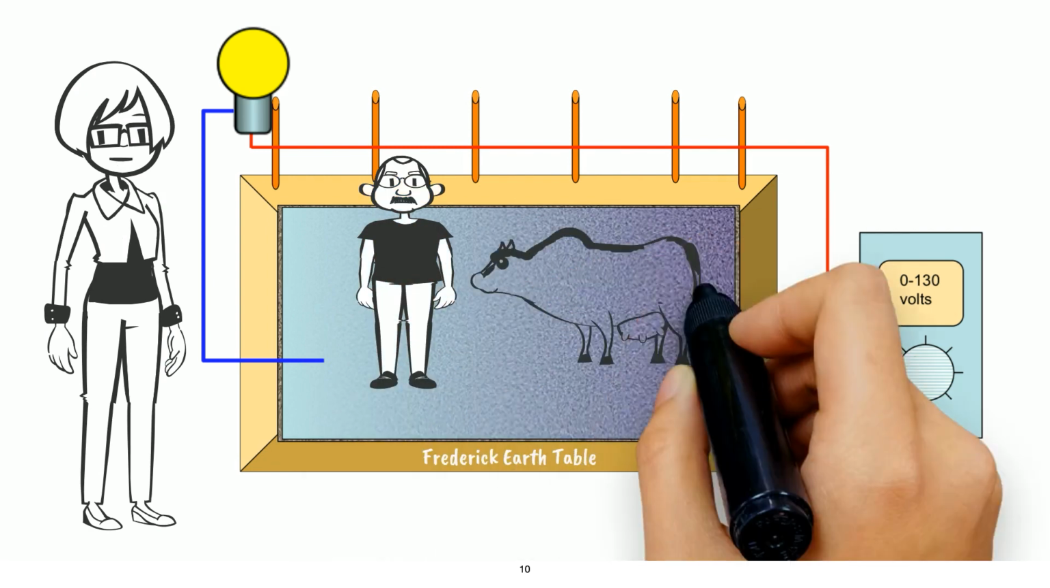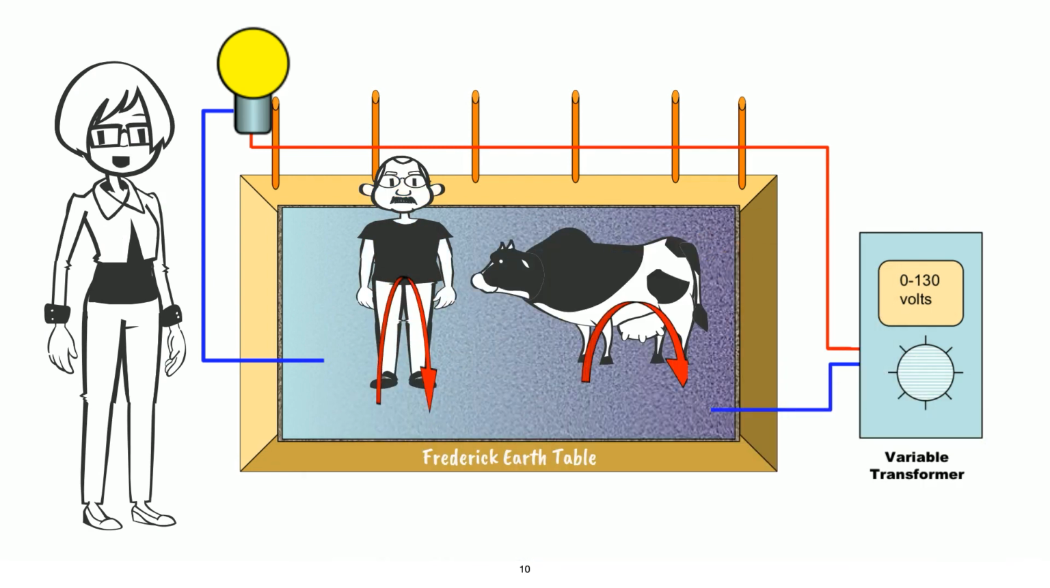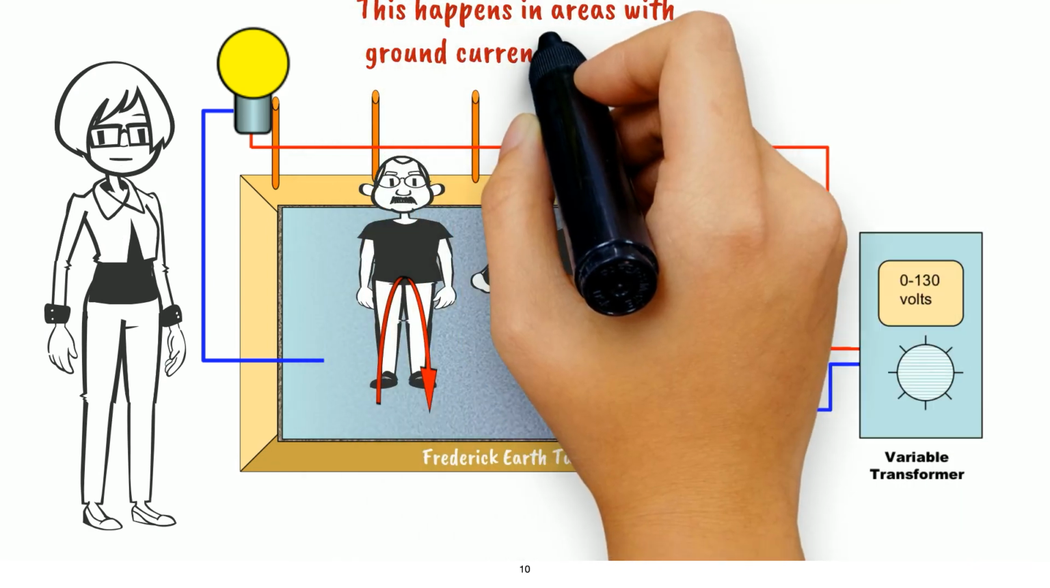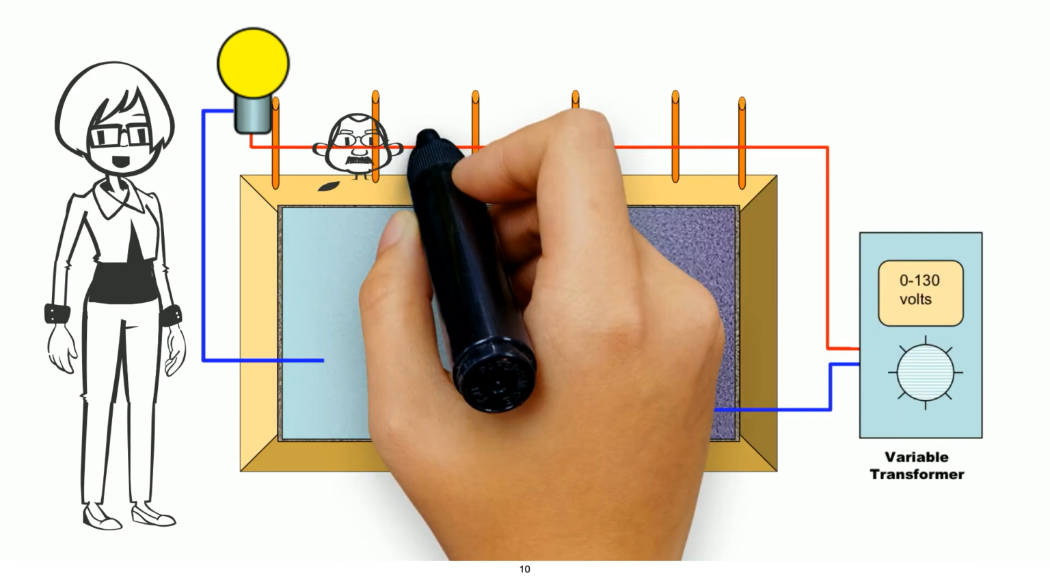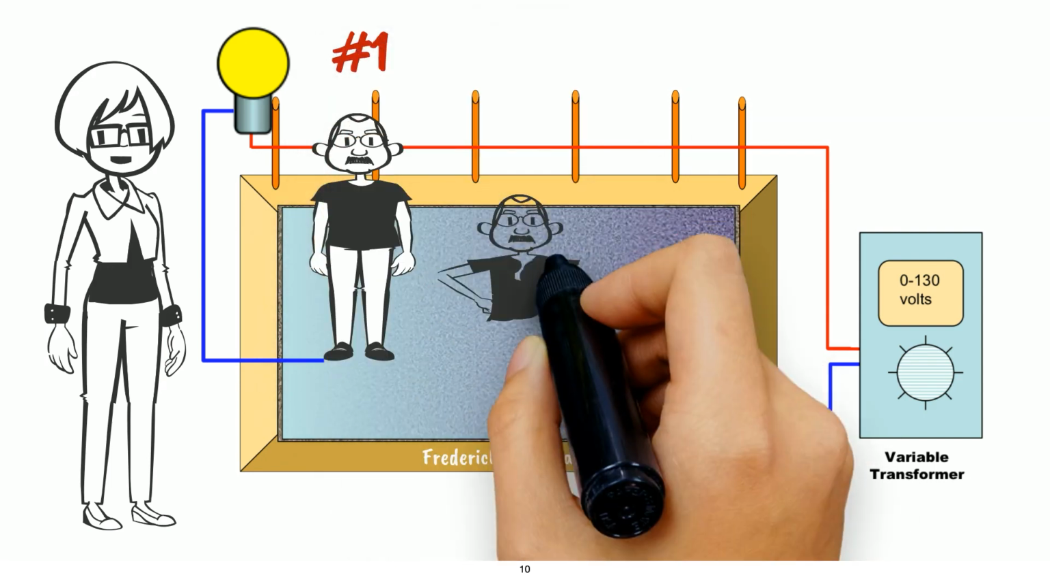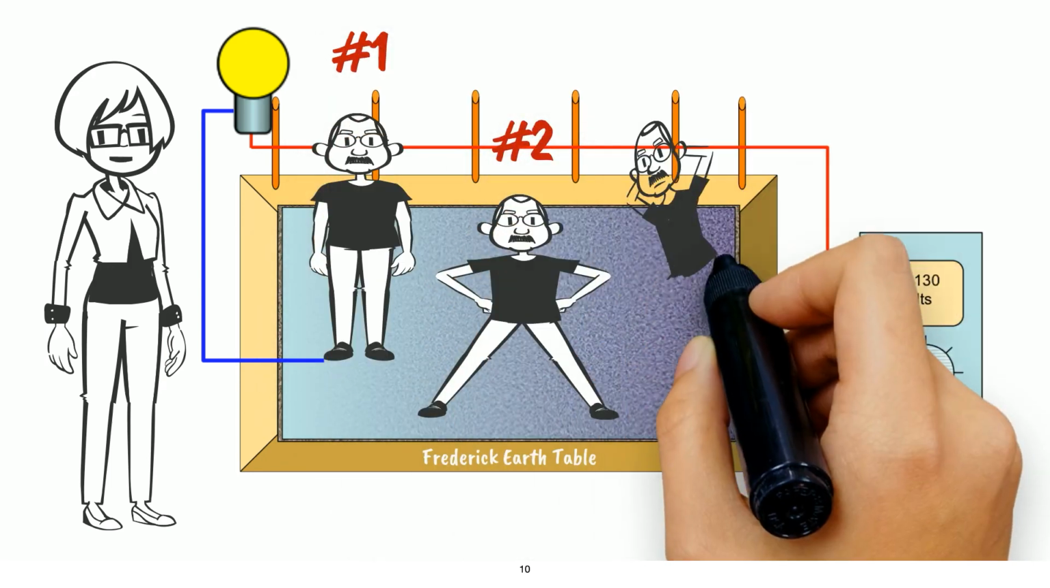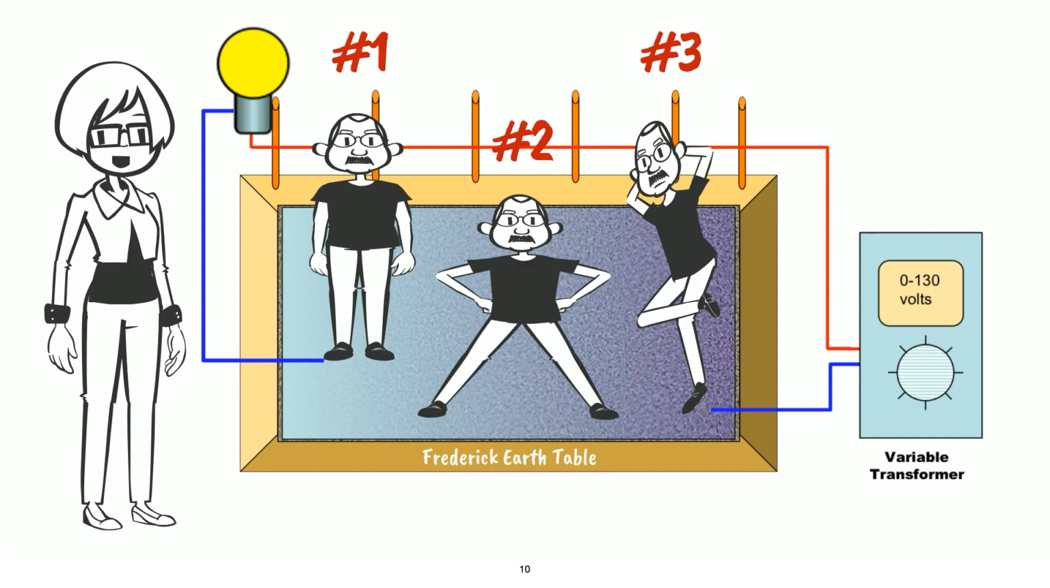If Ralph, or a cow, stood on this earth table, current would flow through both of their bodies if their feet were at different electrical potentials. Here's a quiz for you. Which Ralph has the most current flowing through his body? Ralph number 1, number 2, or number 3?